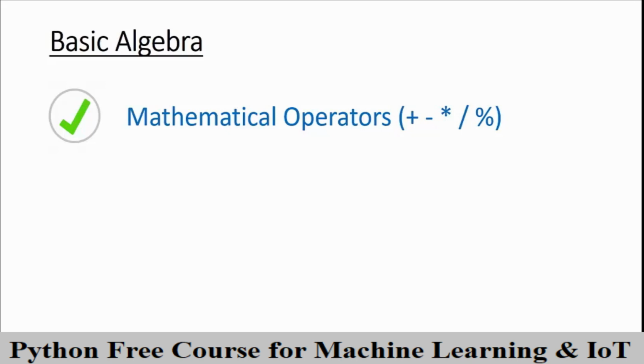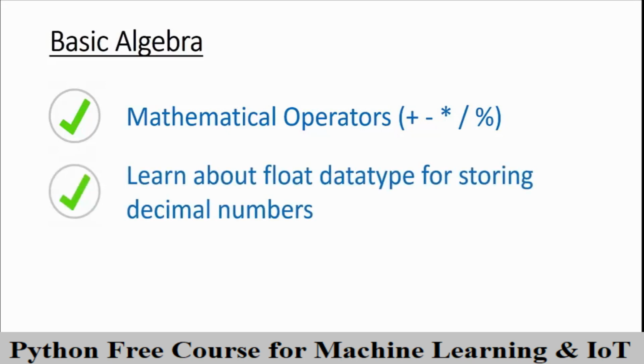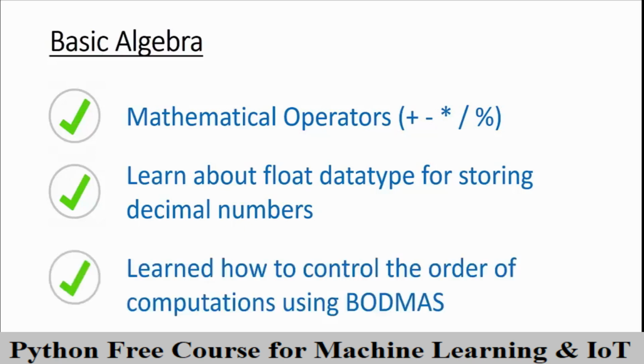We then introduced what a float actually was, and we learned that floats are just a data type for storing decimal numbers, which are very useful and come up all the time. You also learned how to control the order of the computations and how Python works out an answer using the BODMAS system, which is how mathematical operations work. And it's going to stop you getting loads of errors.